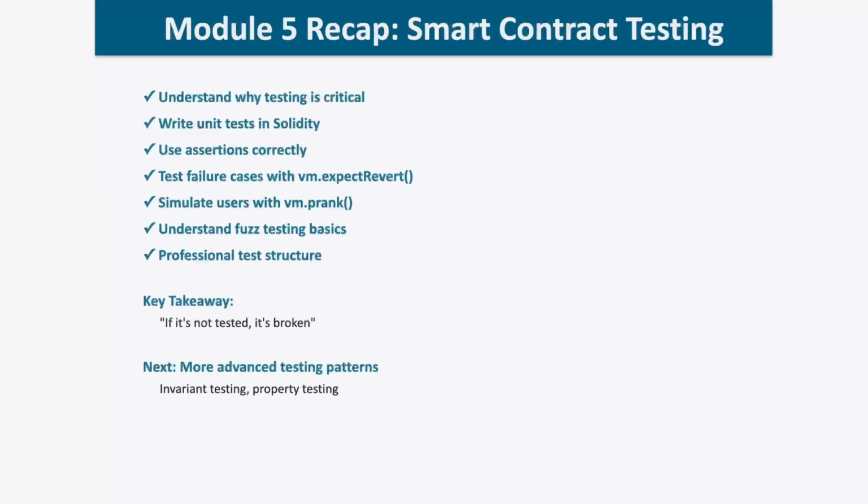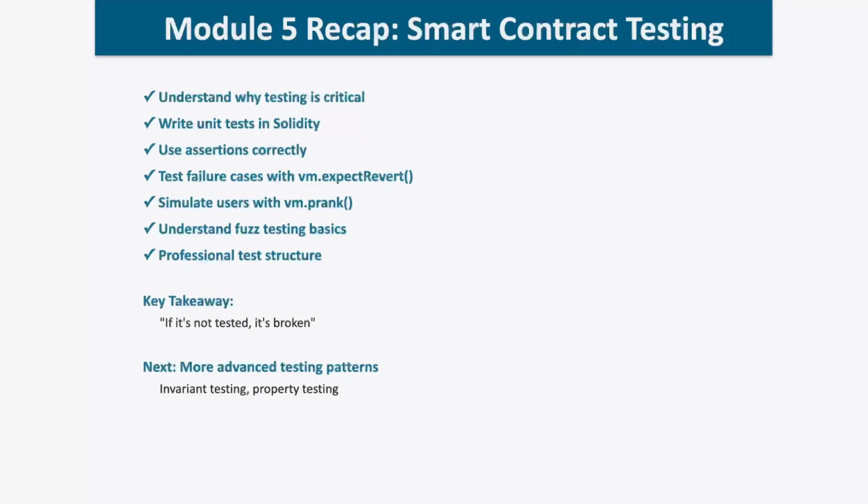To recap, you understand why testing is critical. In smart contracts, bugs are permanent. Testing prevents catastrophic failure. You can write unit tests in Solidity using Foundry. You know how to use assertions such as assertEq and assertTrue. You can test failure cases with vm.expectRevert, and you can simulate different users with vm.prank. You understand fuzz testing basics, which lets Foundry generate thousands of random inputs automatically. You can structure tests professionally with fresh instances, clear names, and high coverage.